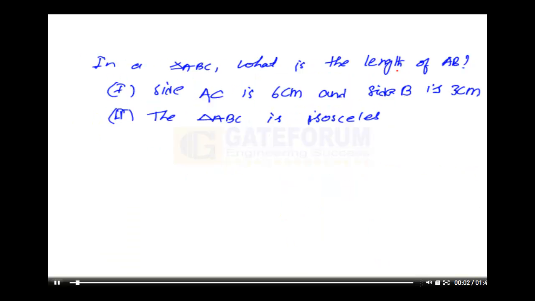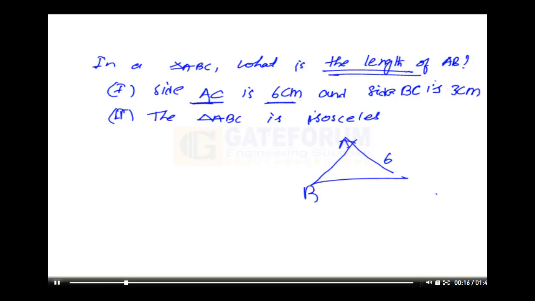Length of the side AB. Now let us look into statement 1. Side AC is given as 6 centimeters and the side BC is given as 3 centimeters. By using this AC and BC, there is no relation where we'll get the value of AB uniquely. So we cannot answer this question by only statement 1.